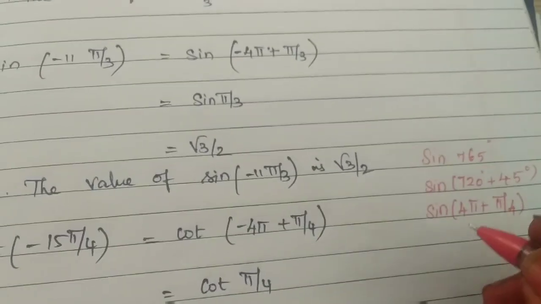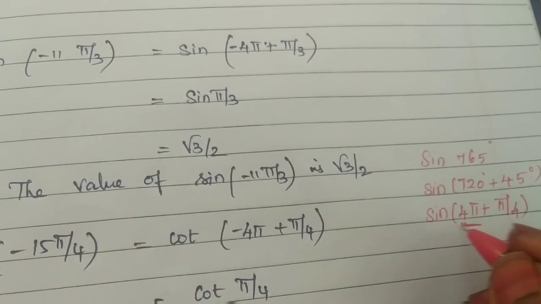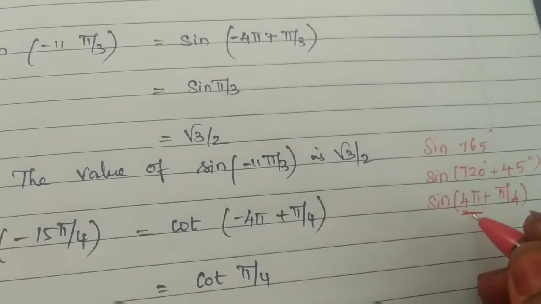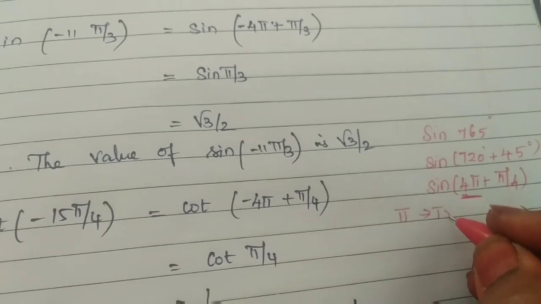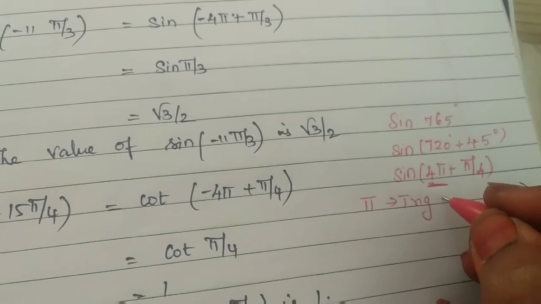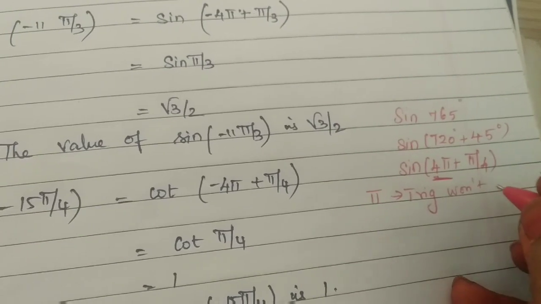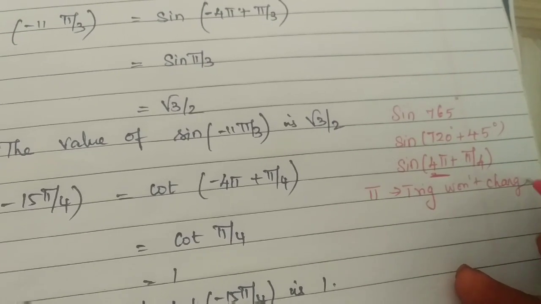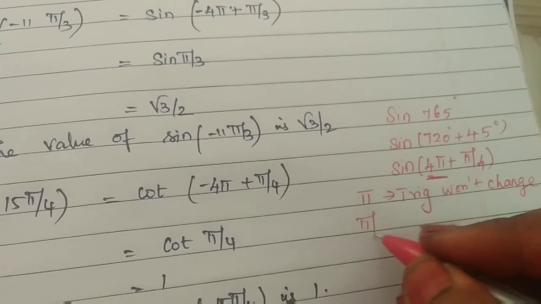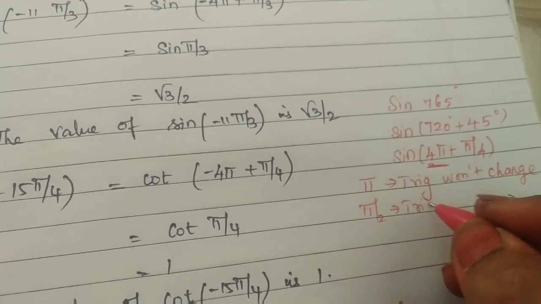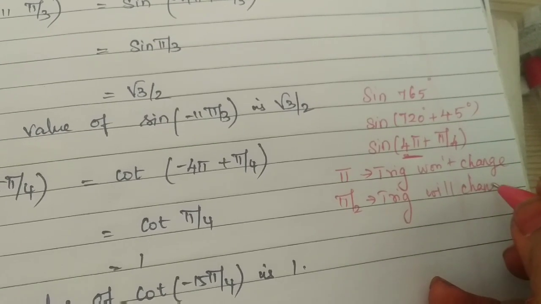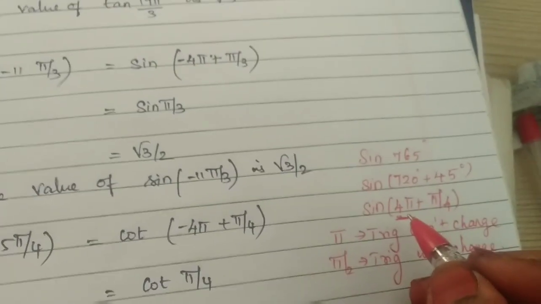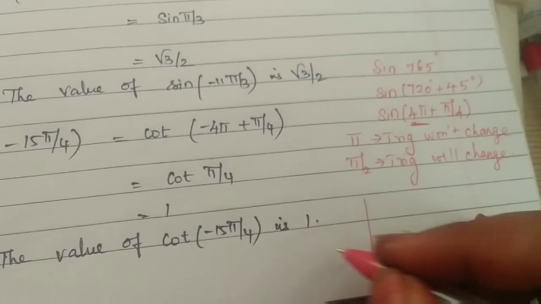Now, you need to keep it in mind: whenever it is a multiple of pi, the trigonometric ratio won't change. If it is pi by 2, the trigonometric ratio will change. So here it is 4 pi. Now let me draw a unit circle.